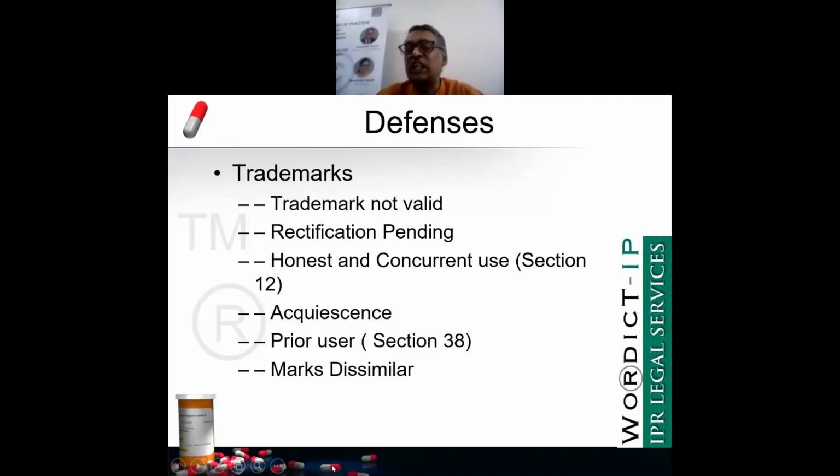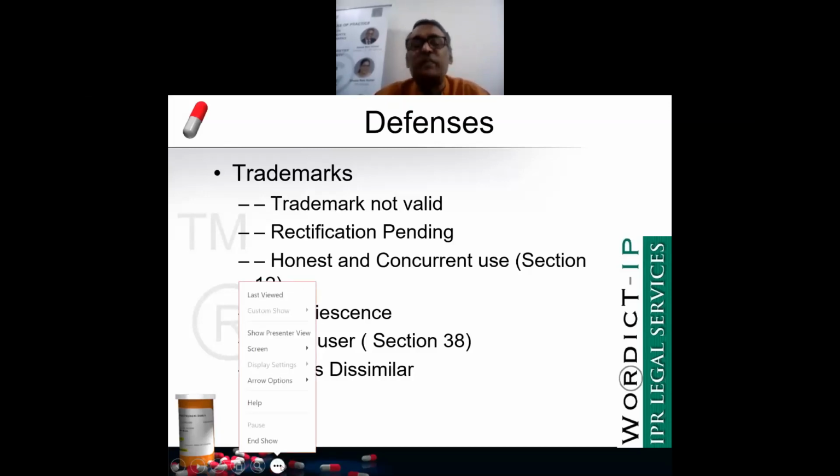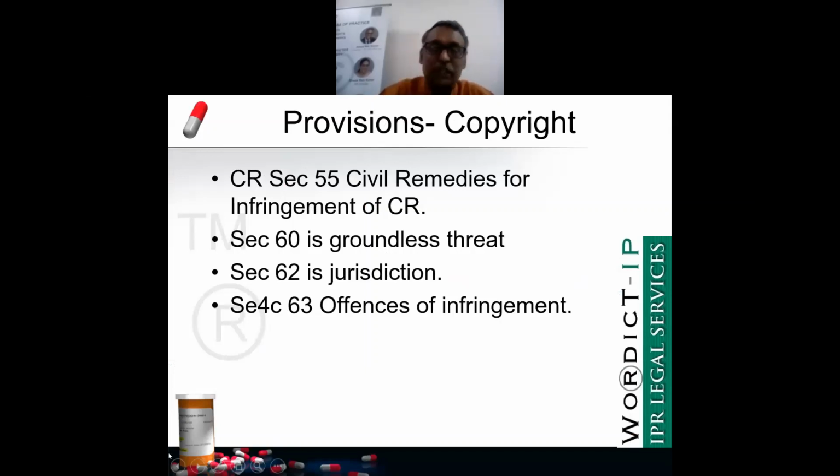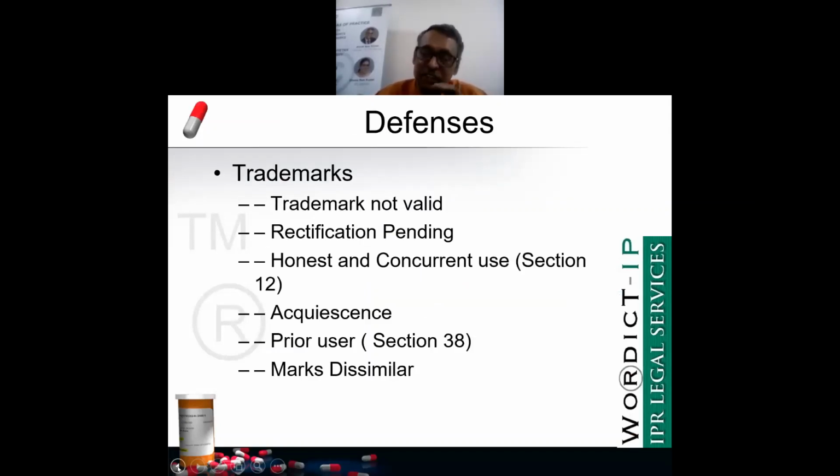Then honest and concurrent user, Section 12. This is very important. Now, what is honest and concurrent user? Let us take, you have a particular drink. This actually happened with one of my clients. There was this drink in Vizag called Surya. I don't know if they are still there because this came to me almost 15 years back. The person manufacturing this drink in Vizag had a registered mark in his favor, but there was also one more person manufacturing a similar drink in Orissa. Even that was called Surya.